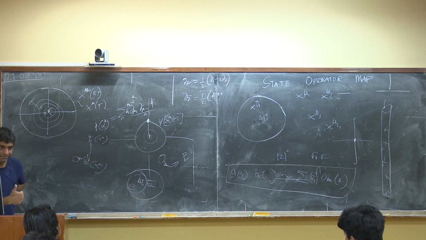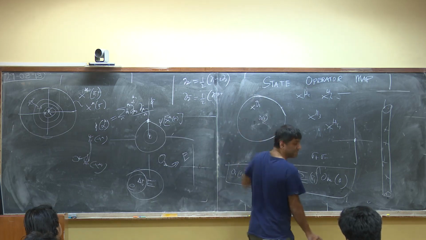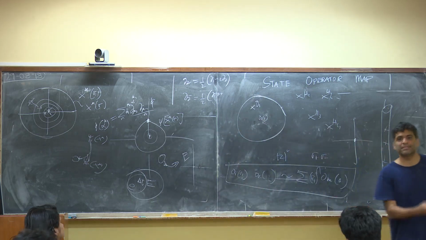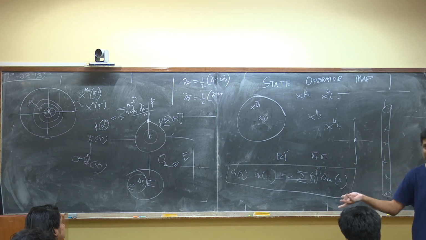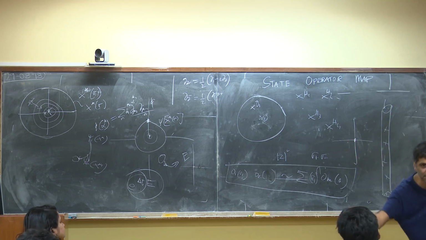What have we used here? A, we've used that we can do the path integral to get a state. B, we've used that every state can be expanded in terms of a basis because we've got a Hilbert space. And C, we've used the state operator map. Given the basis states, they map to basis operators.